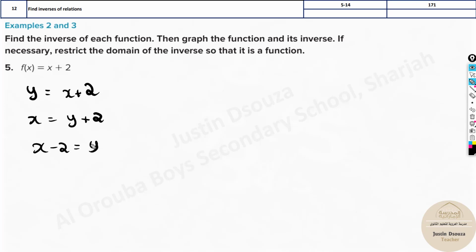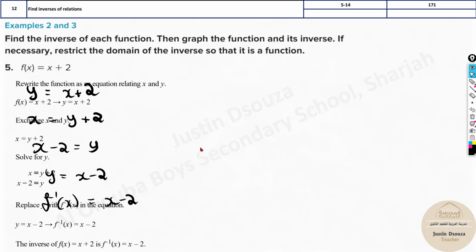Now, here, y is equal to x minus 2, right? But this y is f inverse. F power minus 1 of x is x minus 2. This is the answer here. Now they have told to graph, so you can see x minus 2 is the answer. How do you graph is basically, what is the graph of x plus 2?